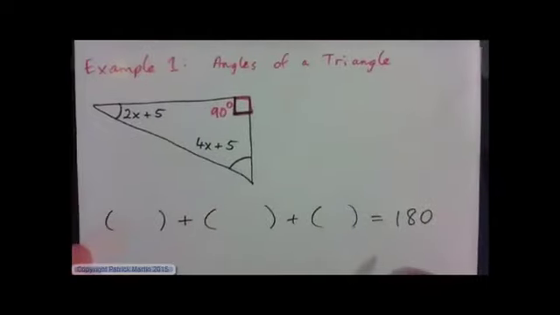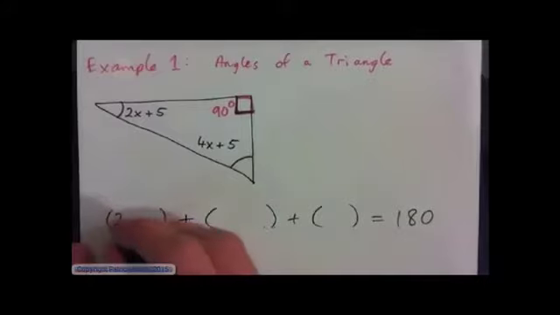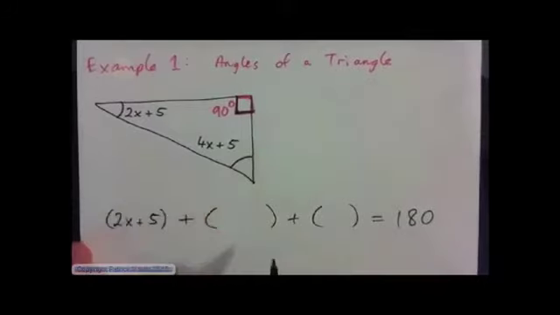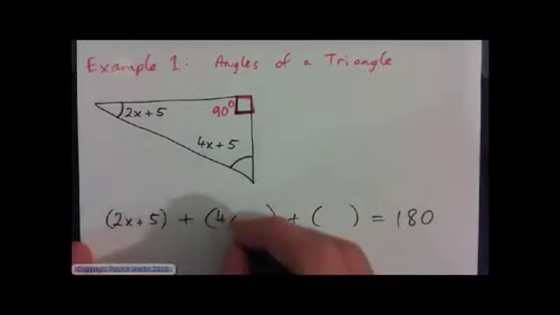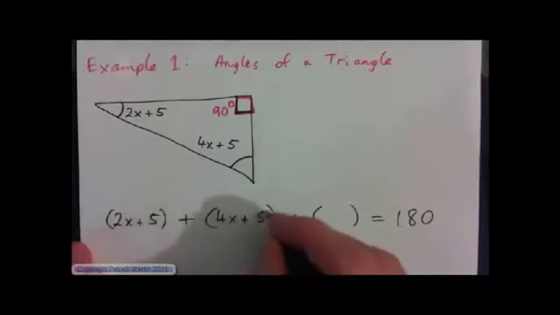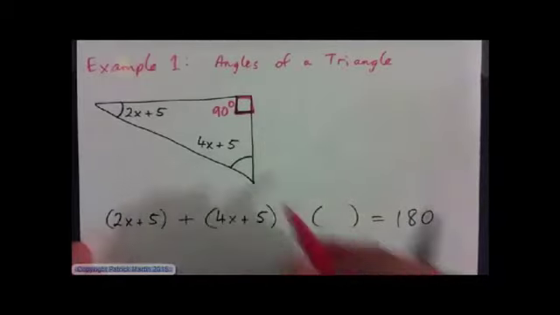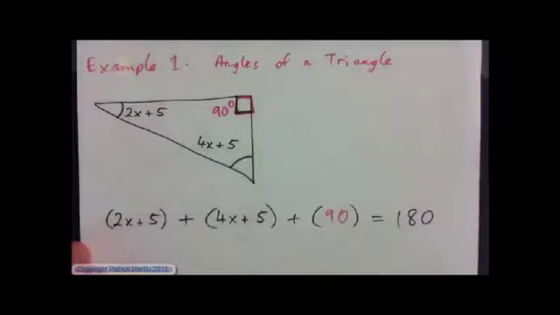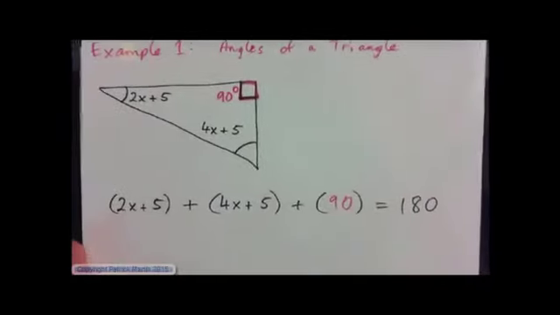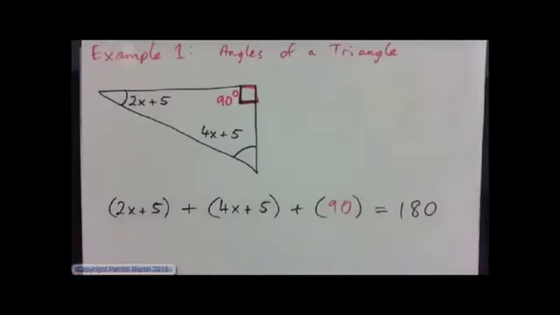Now the first angle is 2x plus 5. The next angle we've got 4x plus 5, plus 90. And they all add up to 180 degrees. By all means press pause and solve this equation and see if you can get the right answer.